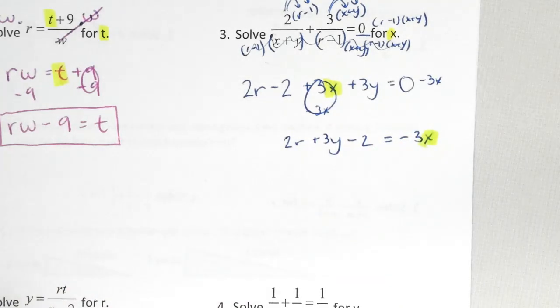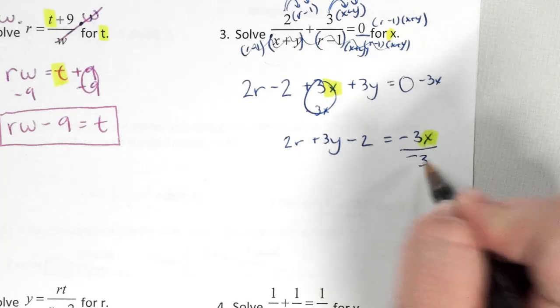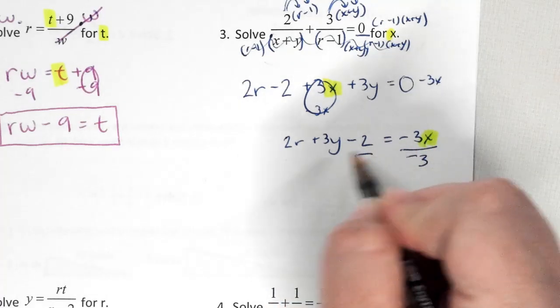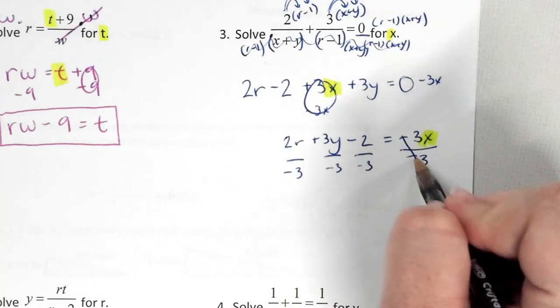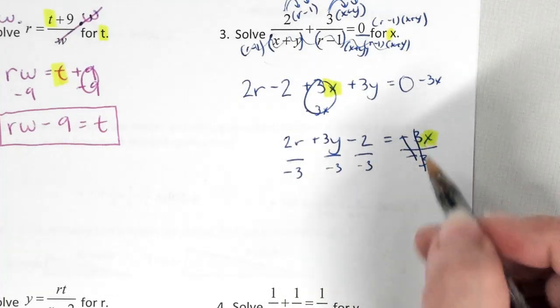So what's my last step? Divide by negative 3. And because I have 3 terms, I'm going to go ahead and separate versus making it one fraction so I can simplify. Here that cancels and I have x alone.